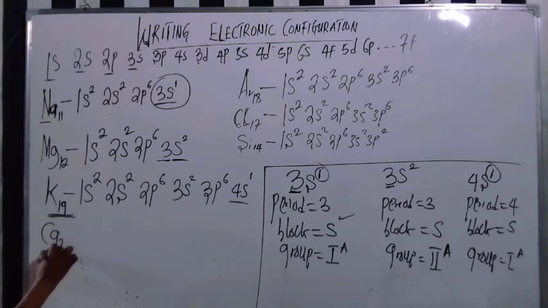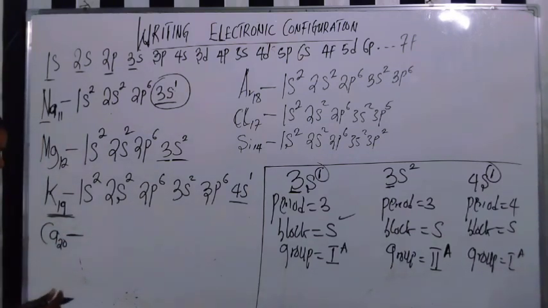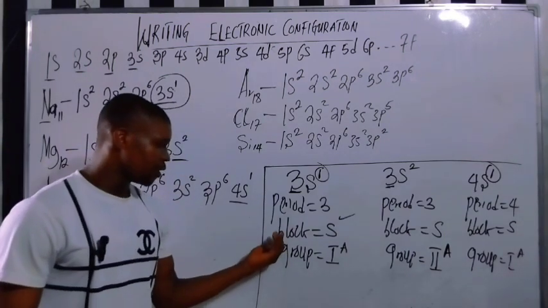Now, what if I should have calcium? If I have calcium, 20, go ahead and do calcium for me. Drop it in the comment section. Get the period, the block, and the group.